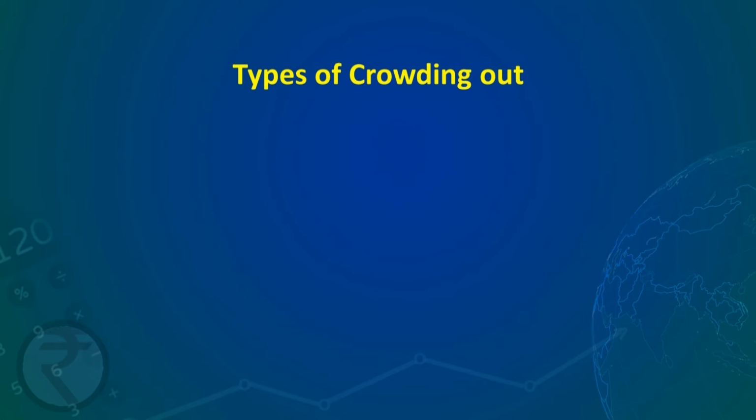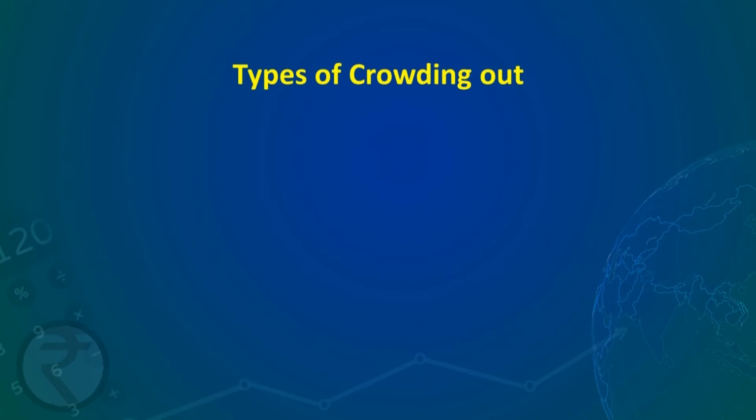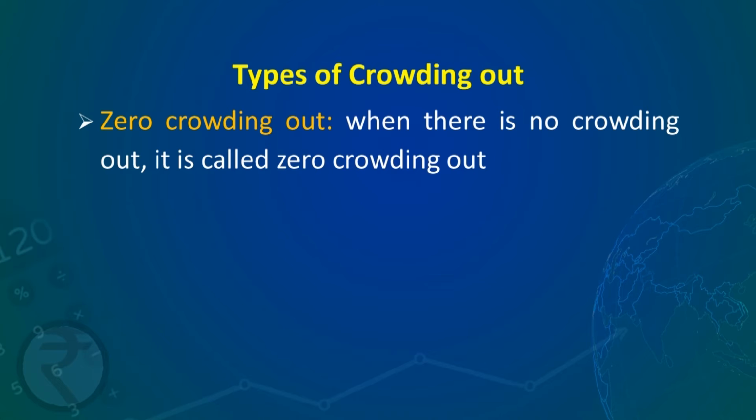Now, what are the types of crowding out? There are 3 types of crowding out. Number 1 is zero crowding out. When there is no crowding out, it is called zero crowding out. This means due to increase in the government expenditure, there is no decrease in the private investment.